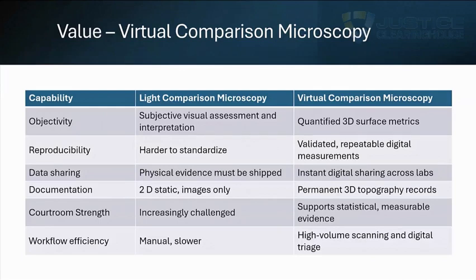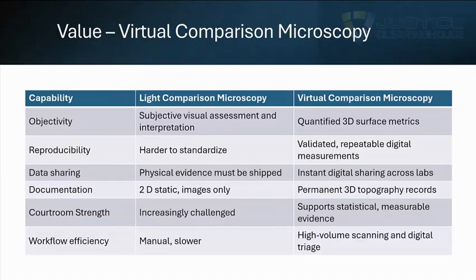If you've taken enough of my training, you know that the correspondence of individual characteristics is an objective observation. At the same time, the interpretation of that correspondence that we're viewing is a subjective assessment. With virtual comparison microscopy, there are quantifiable 3D surface metrics that we can access. With Quantum in particular, we can see a clear separation between known different source and known same source comparisons, so that we have the quantifiable data that helps to support the conclusions that we're reaching.